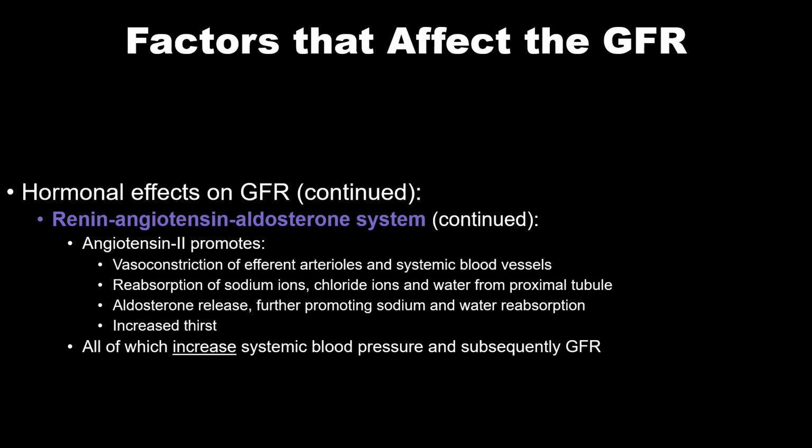The last effect angiotensin II does is it's going to stimulate the thirst center of the hypothalamus, increasing fluid intake, which increases blood volume. All of these increase the systemic blood pressure, and by such, they're going to increase the glomerular filtration rate.